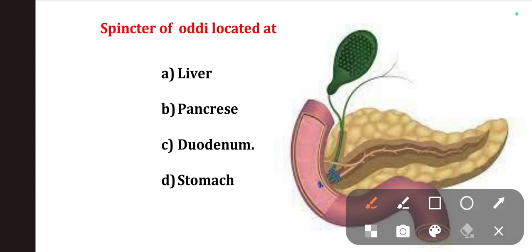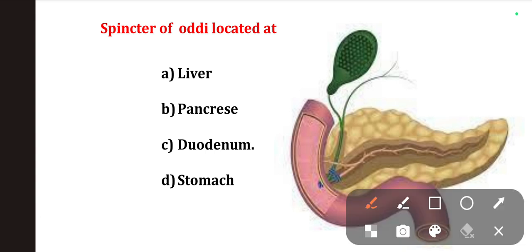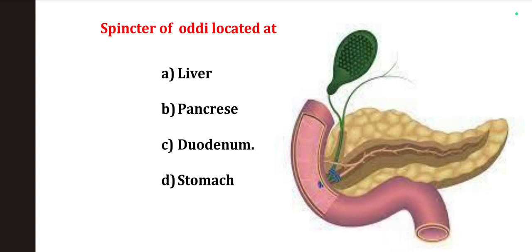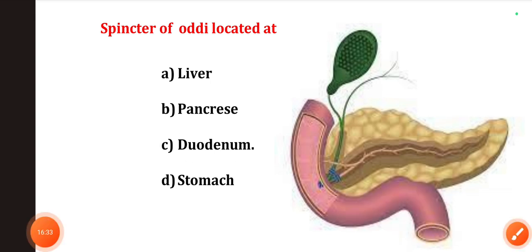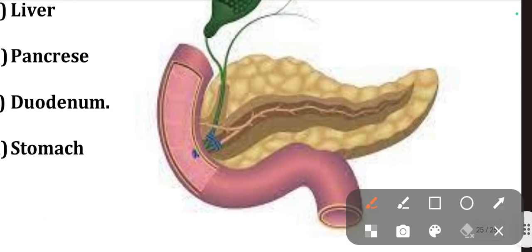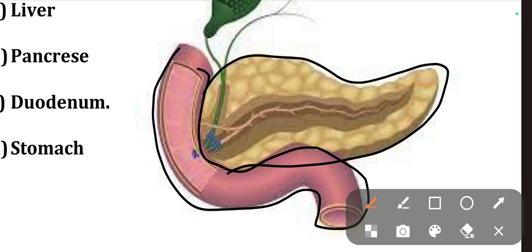The last question is sphincter of Oddi. Sphincter of Oddi is located at. So where can we see the sphincter of Oddi? Options are liver, pancreas, duodenum and stomach. The right one is option C, duodenum. So in the picture you can see this is the duodenum. Okay, this is a small intestine and this is the pancreas. Here we can see the sphincter of Oddi.